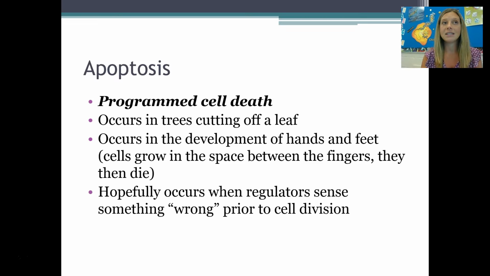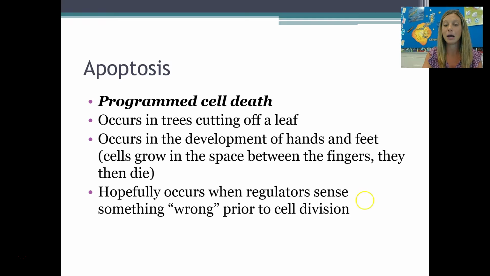Okay, so what happens if something goes wrong? Well, luckily, your body is actually capable of, at those checkpoints, saying, hey, something has gone wrong, and then signaling to the cell to program a cell death. So apoptosis is programmed cell death. In other words, it's cell suicide.